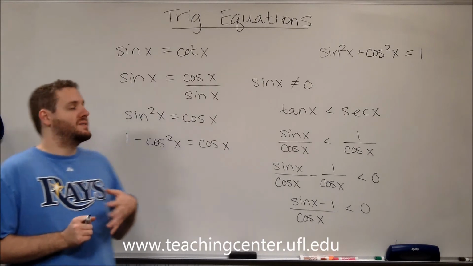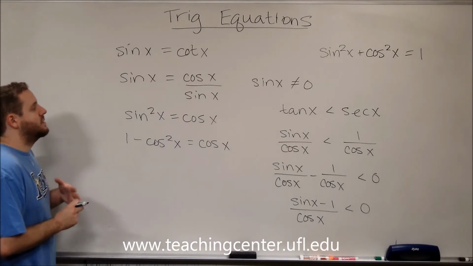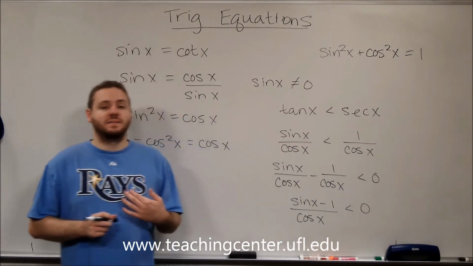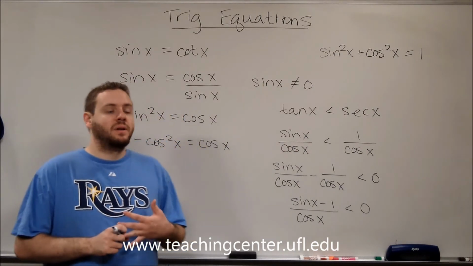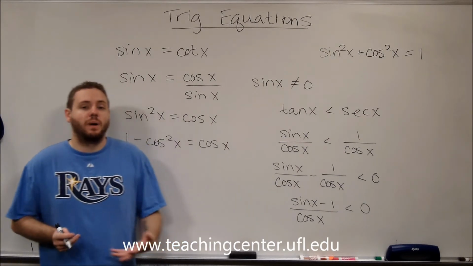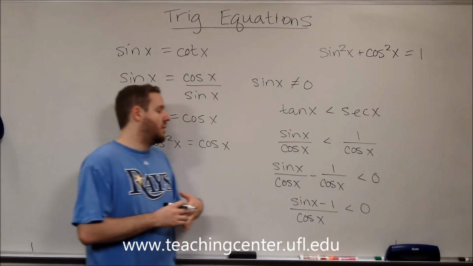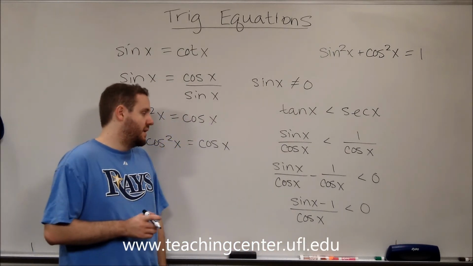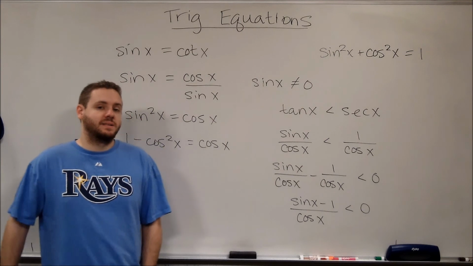So for trig equations and inequalities, switching to sines and cosines is usually a good idea. Knowing your identities is extremely important. And then making sure that you convert all to one trig function if possible, or if you have an inequality, making sure you don't multiply both sides by the same value, and instead getting one side to be 0.